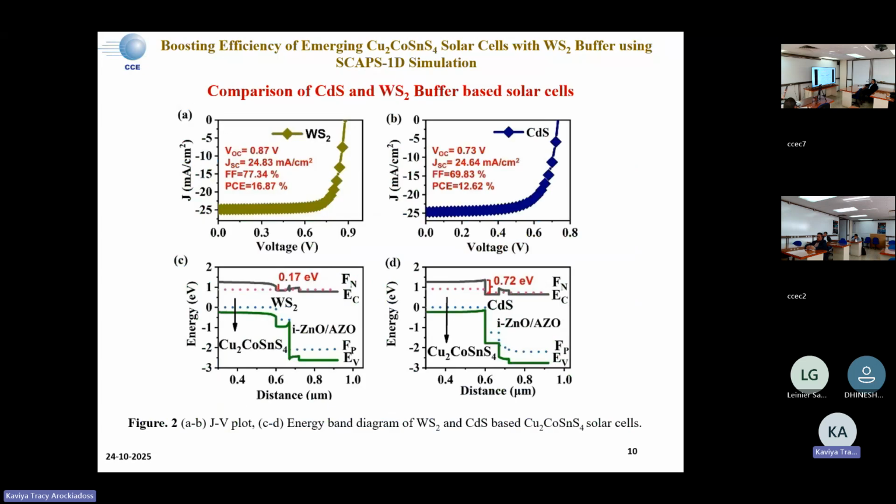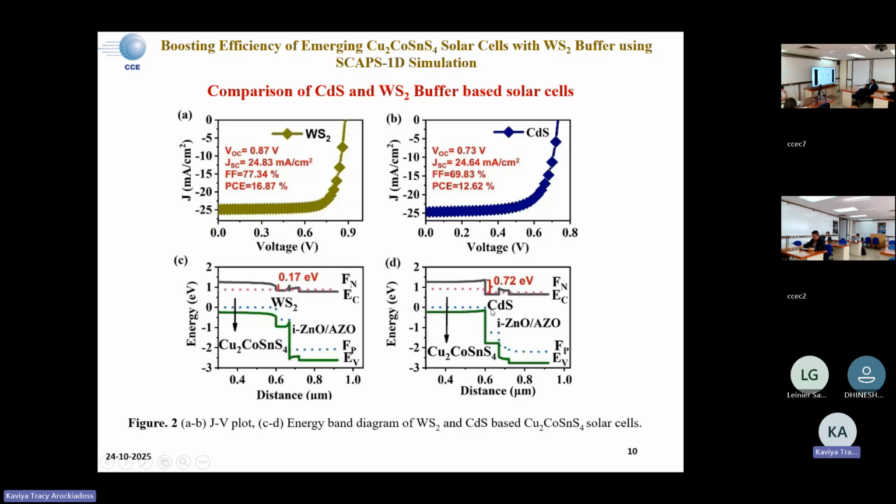Moving on to the results, on simulating solar cells with both cadmium sulfide and tungsten disulfide, we could see that with WS2 we have a higher efficiency of around 16%, which is 4% higher than cadmium sulfide. So this shows that this WS2 could be a very good alternative to cadmium sulfide. The main reason for its higher efficiency is the energy band alignment, as can be seen in the slide.